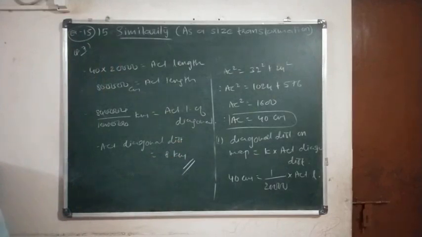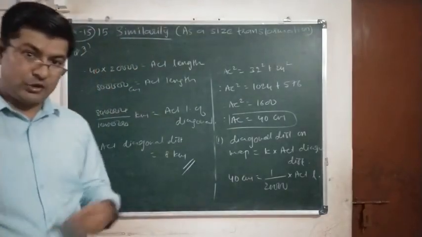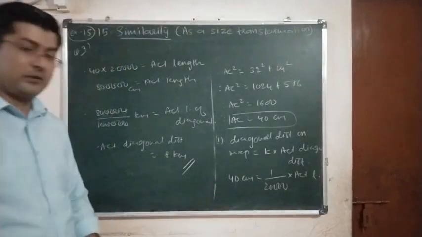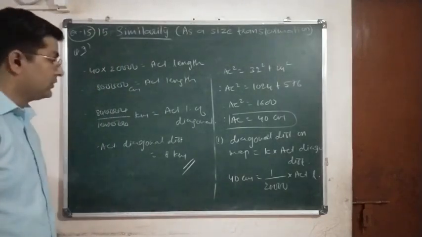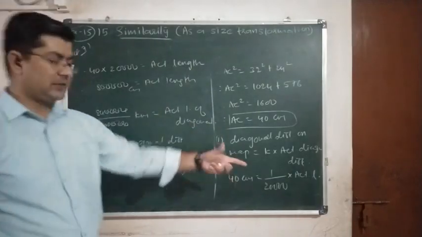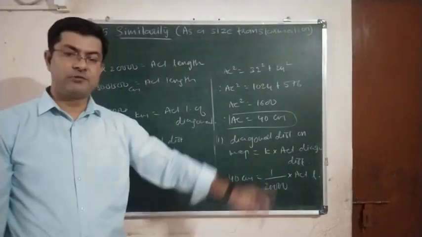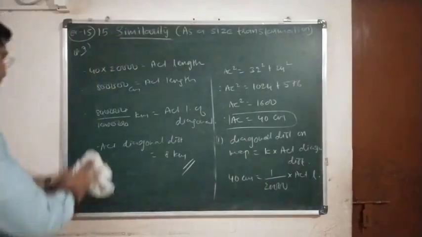Now we have to find the area of plot in square kilometer, actual area of plot. So for that we have to first find the area on map, then we will put the formula for the actual area. Clear? So far this first one is clear to you, how to calculate the diagonal distance. That is the formula only to calculate the length. Length on map is equal to k into actual length.